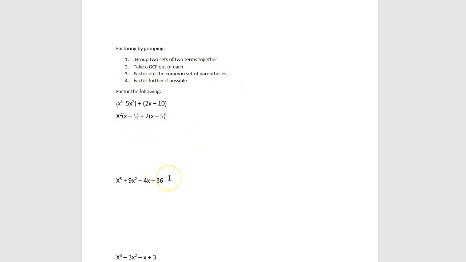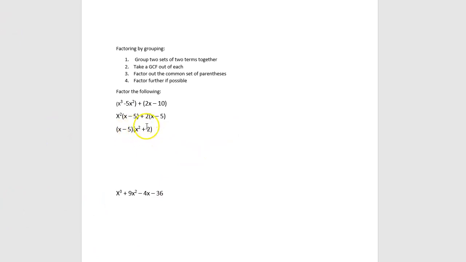So now, step 3, we're going to factor out the common set of parentheses. And our common set of parentheses is x minus 5. So imagine that I yank x minus 5 to the front. And if I yank it to the front, it is no longer right there, and it's no longer right there. And what we have left is x squared plus 2. So we'll have x squared plus 2.